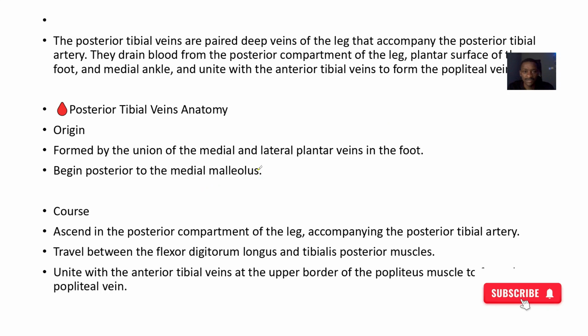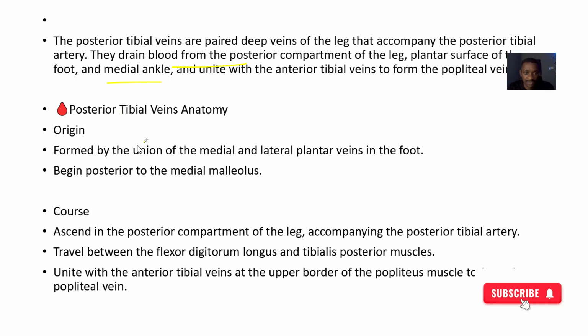For the posterior tibial vein, we say that they are actually paired veins, so they are usually together. They accompany the posterior tibial artery and they drain blood from the back of the leg, that's the posterior of the leg, also the plantar surface of the foot and the medial ankle.